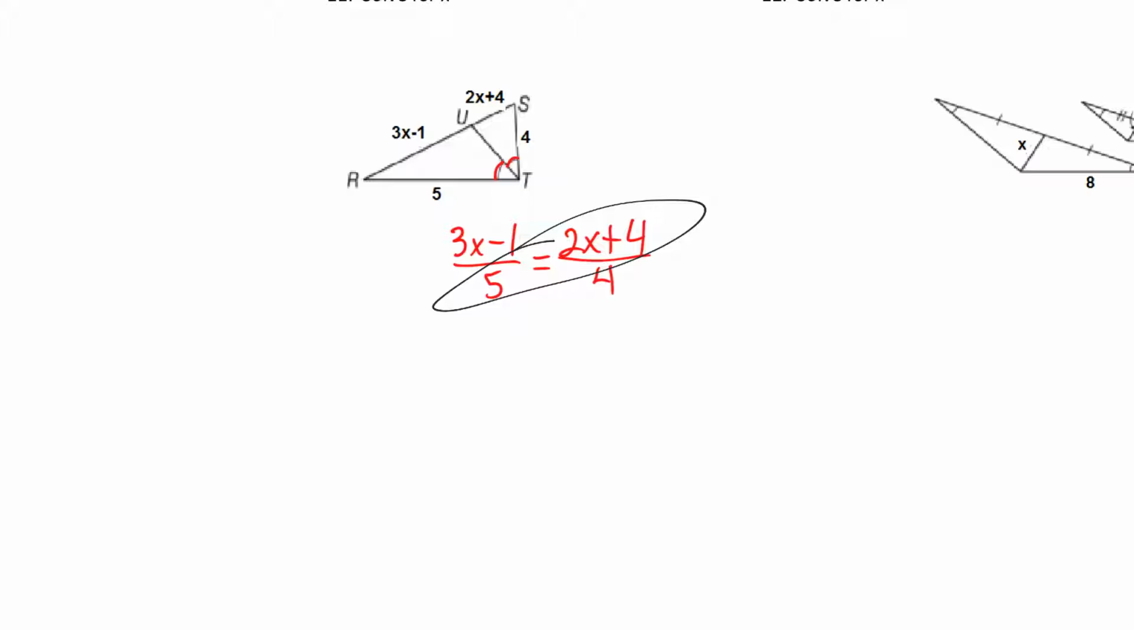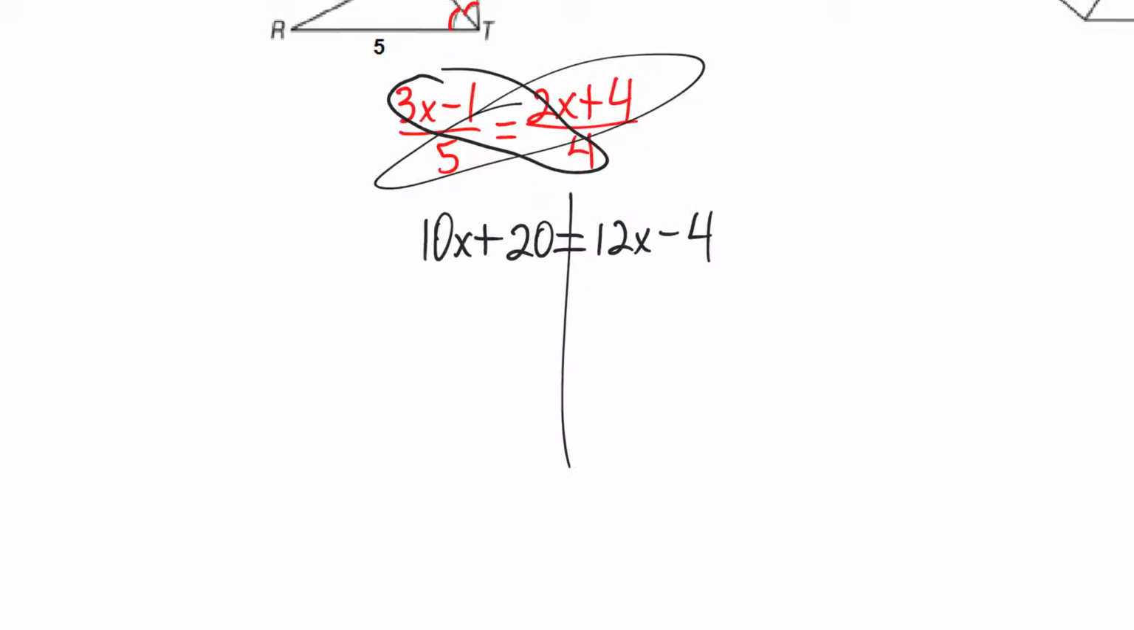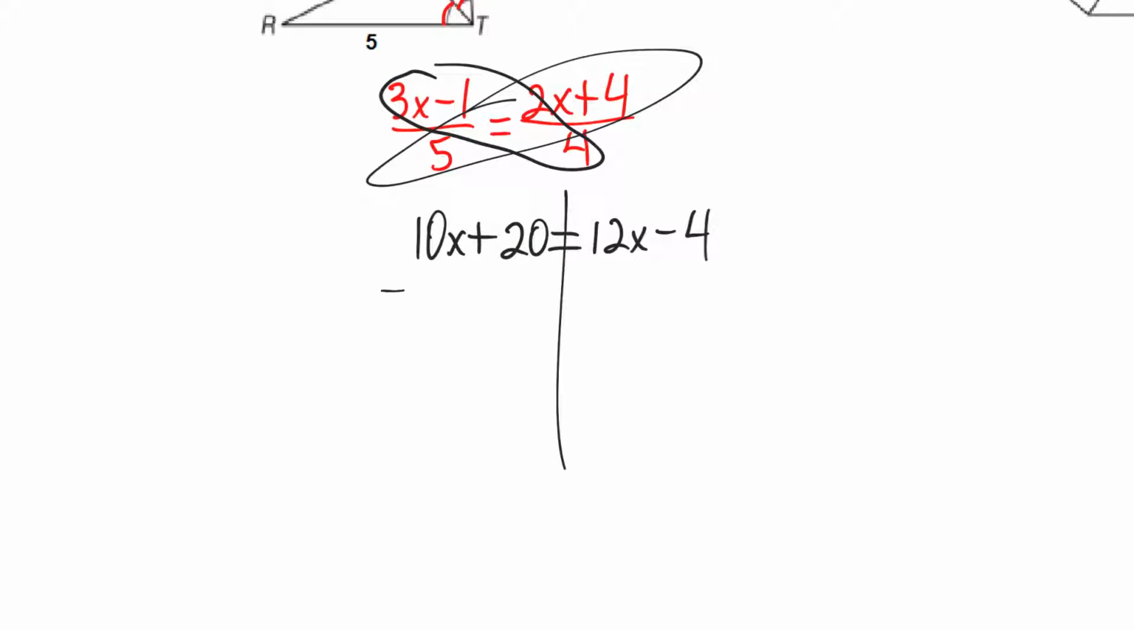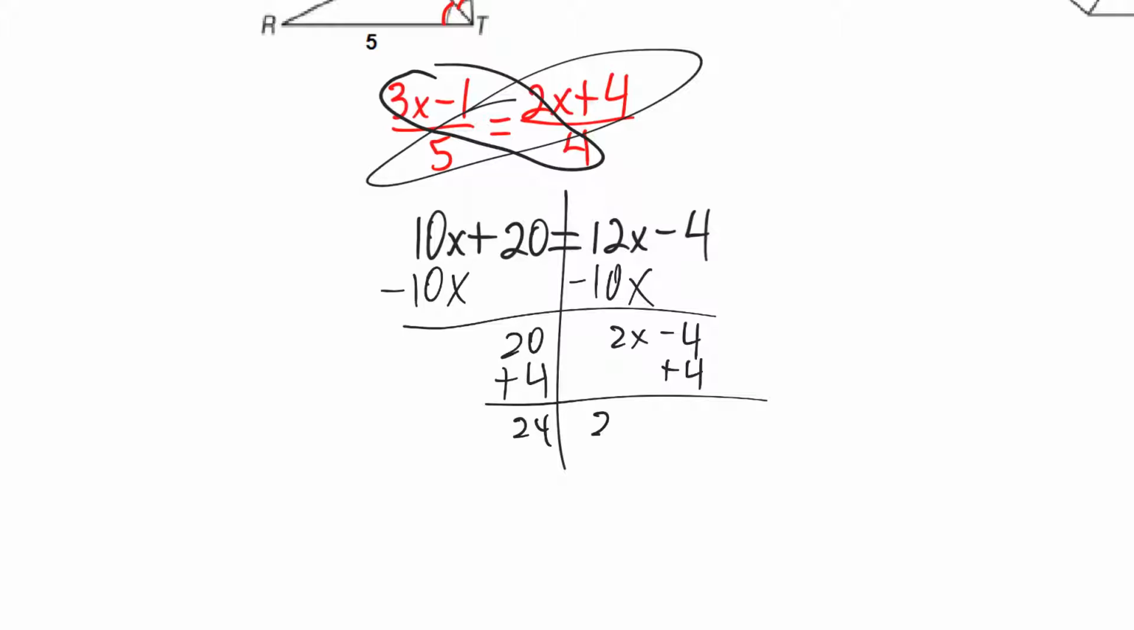So what is 5 times 2x plus 4? 10x plus 20. And what is 3x minus 1 times 4? 12x minus 4. Okay, I'm not going to work all that out, but I'll go through it quick. Subtract 10x, that gives you 2x minus 4 equals 20. Add 4, 24 equals 2x, divided by 2, x equals 12.